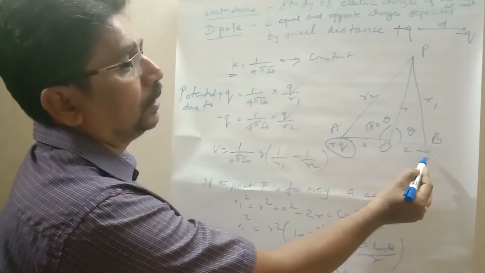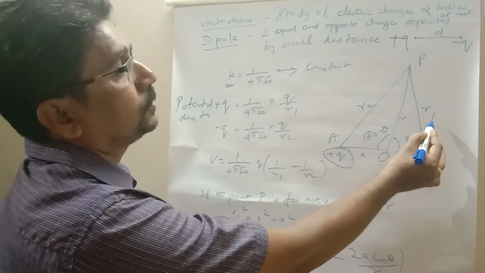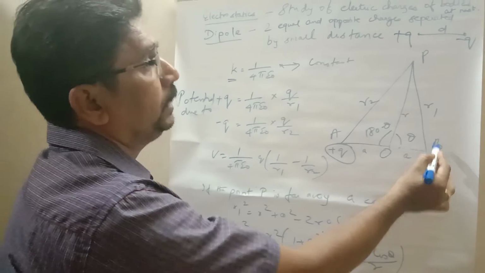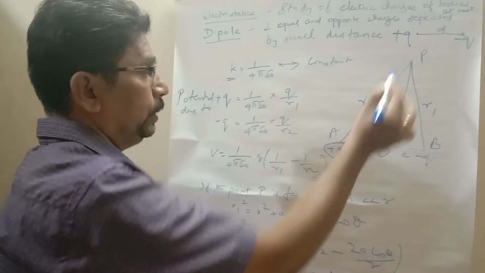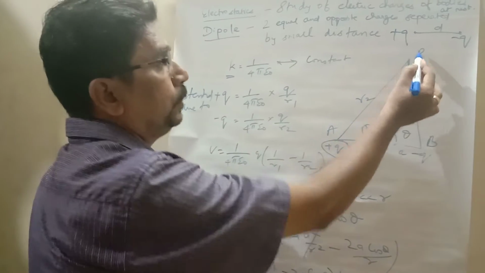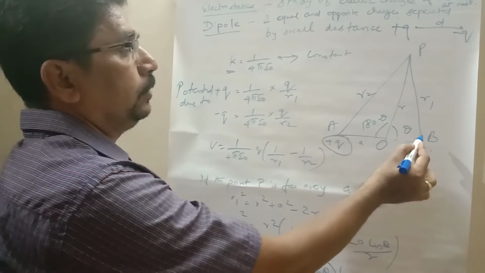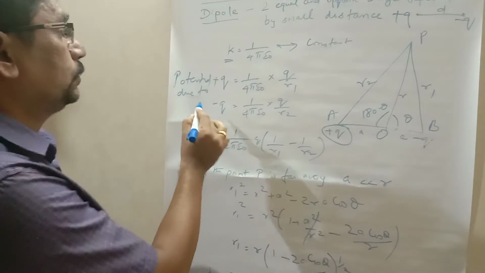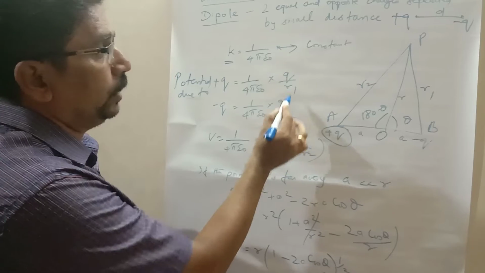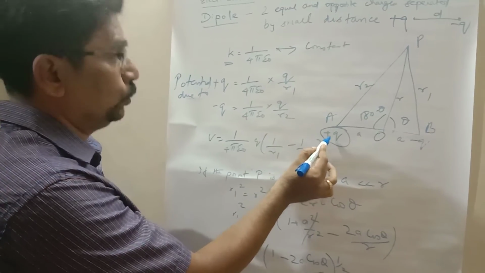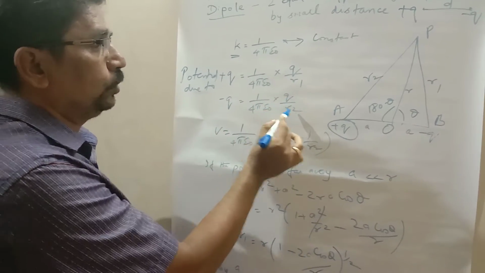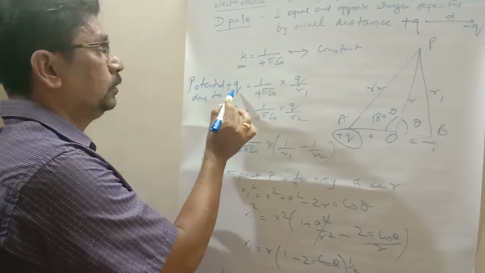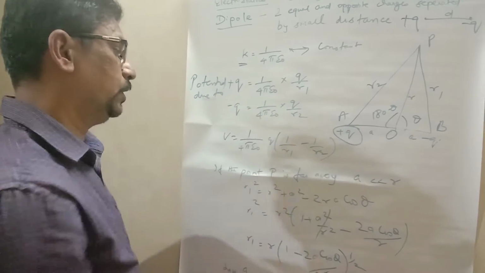Here we use r1 and r2, the distances between the points B and P and A and P. The distance between A and P is r2 and the distance between B and P is r1. So we use 1 by 4 pi epsilon naught into q by r1 for the point plus q and 1 by 4 pi epsilon naught into q by r2 for the point minus q. So this is the potential due to the positive charge and the negative charge.